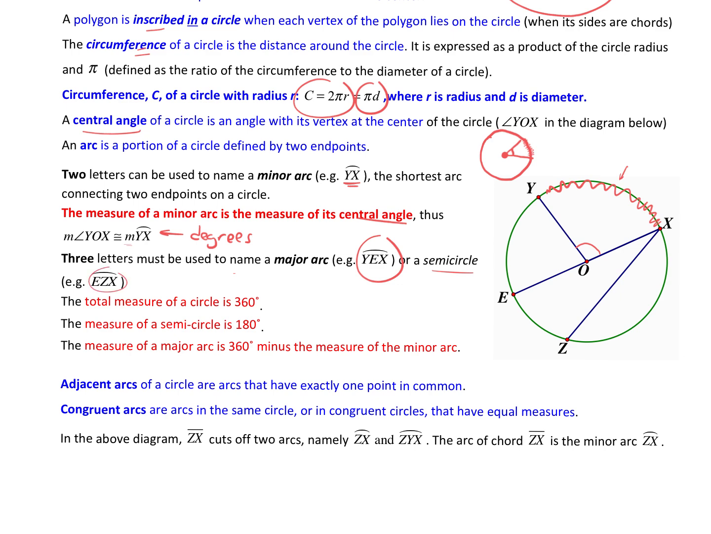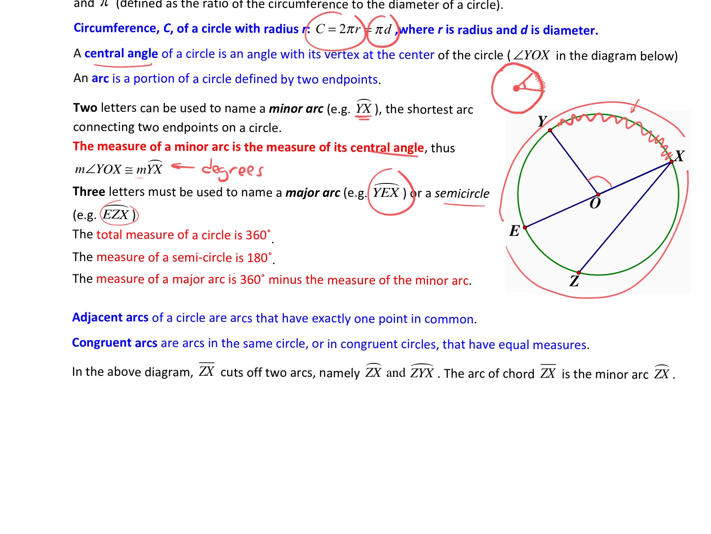We need 3 letters because here they're talking about EZX. EZX is this semicircle. If I wanted to talk about semicircle EYX, it's a different one. So if you just said arc EX, it would be ambiguous. You have to actually give a 3rd letter on semicircles so we know which one you're talking about.